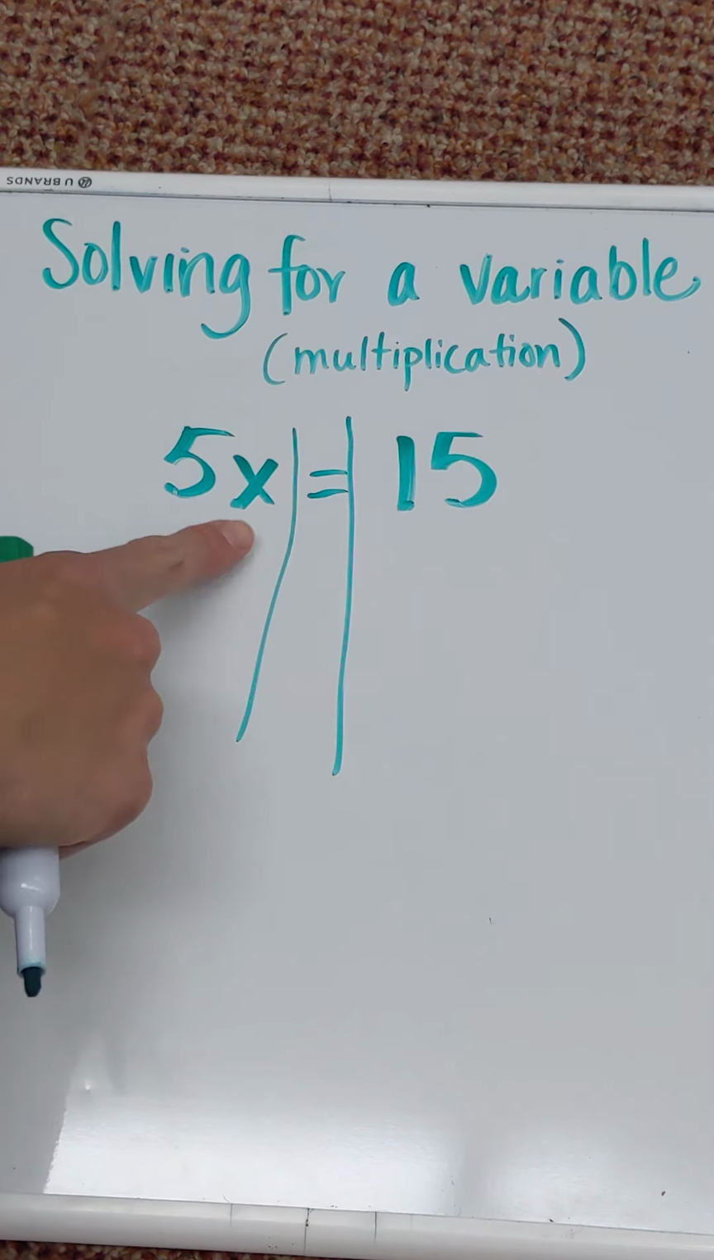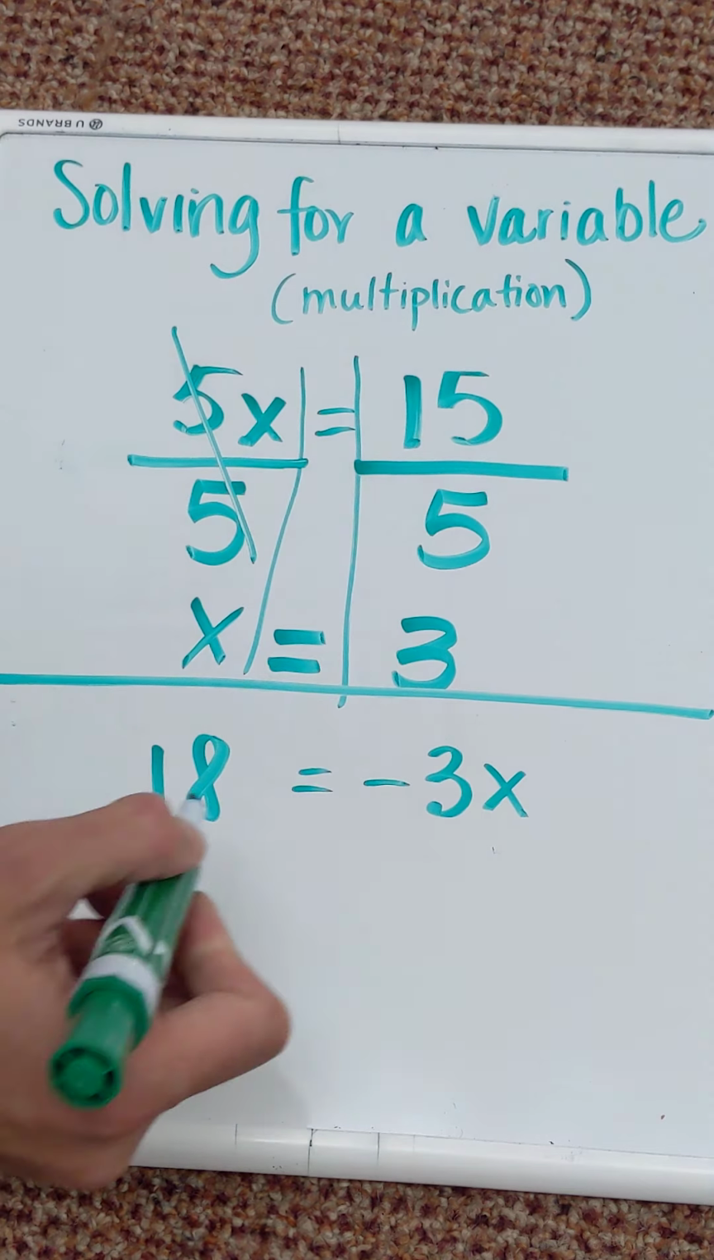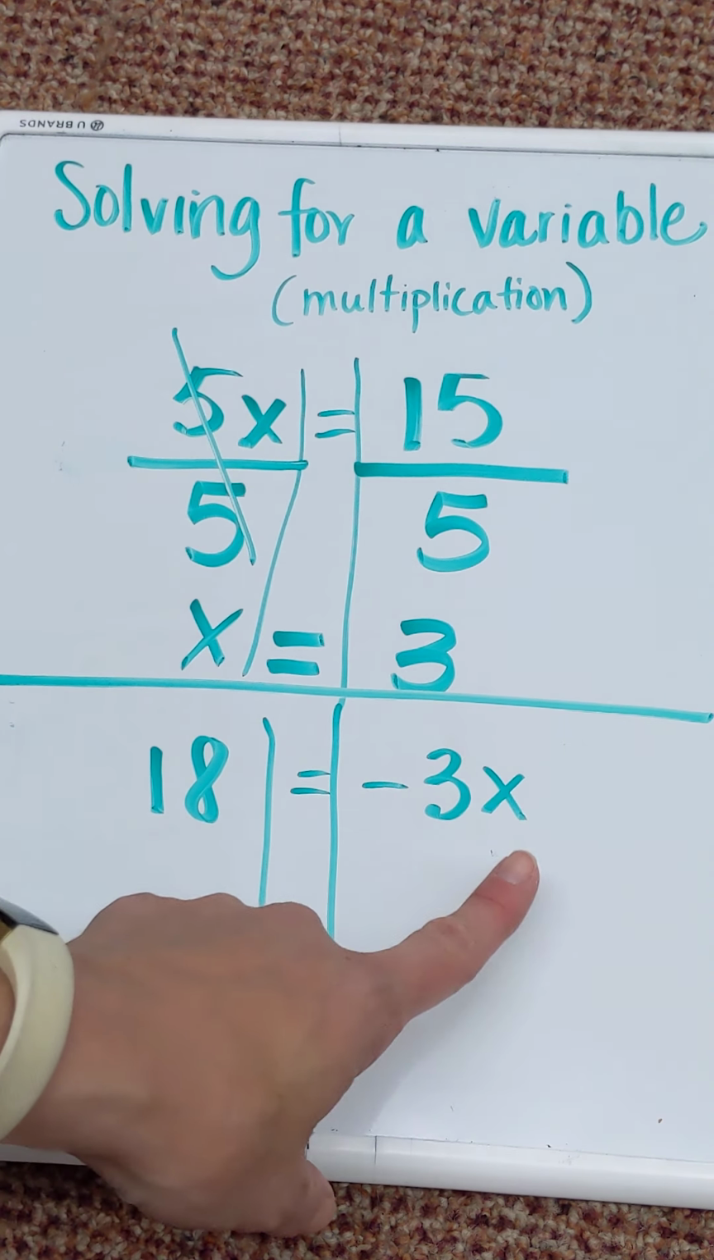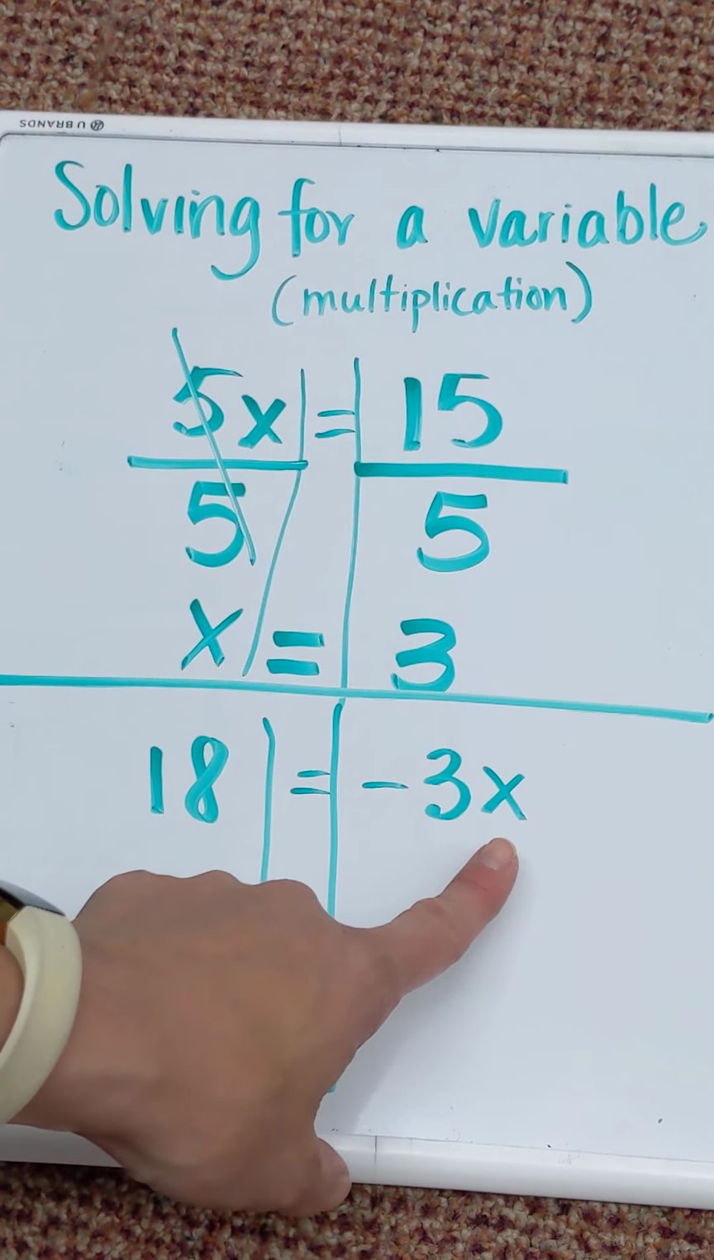Let's try one with negatives. If I had something like negative 3x equals, let's say, 18. All right. We're going to go ahead and put our railroad tracks in and see what we have going on here. My variable is on the right side, so that's where I need to start. I have negative 3 times x. X multiplied by negative 3.